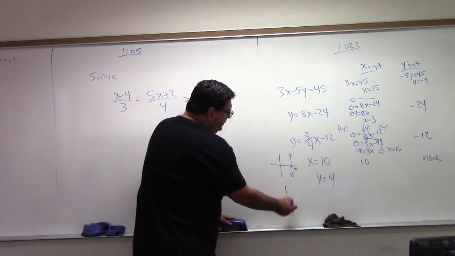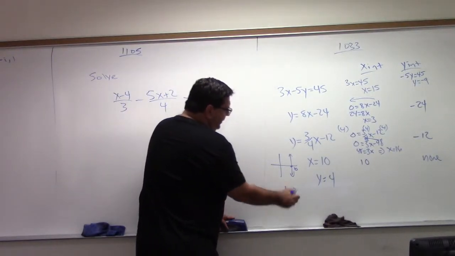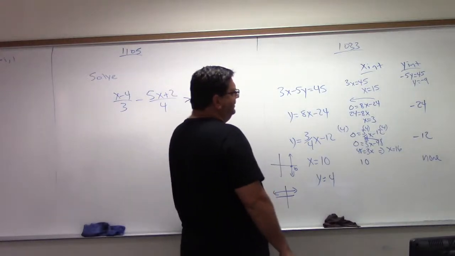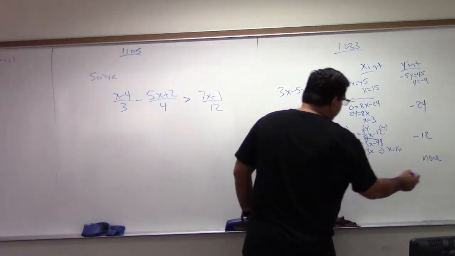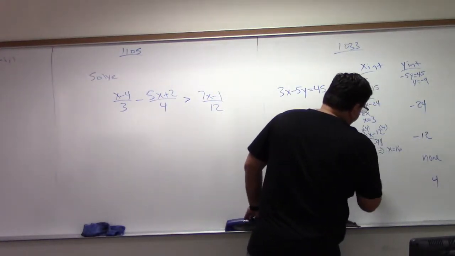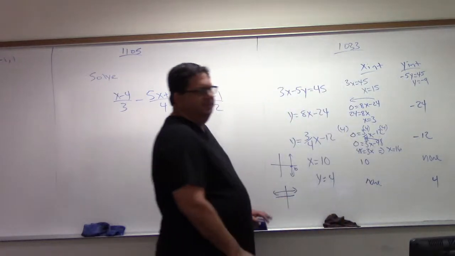y equals 4 is a horizontal line at 4. It crosses the y-axis at 4. It doesn't cross the x-axis at all.